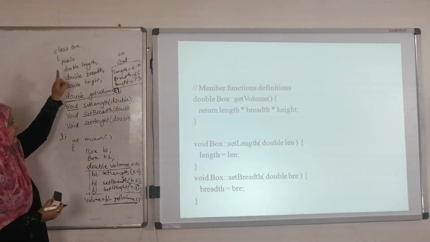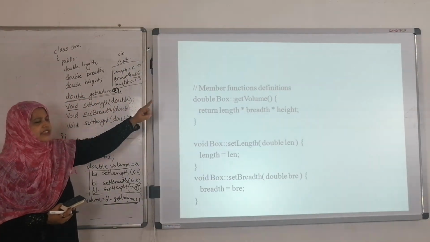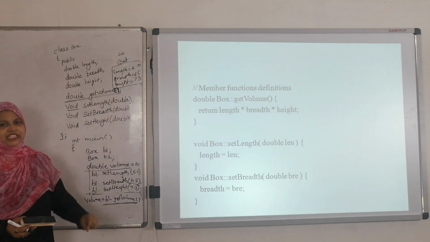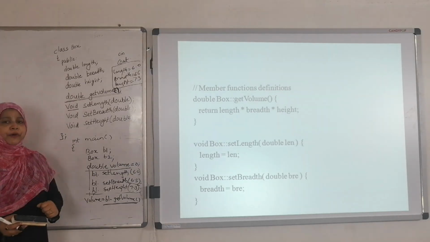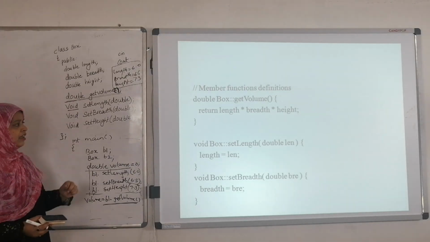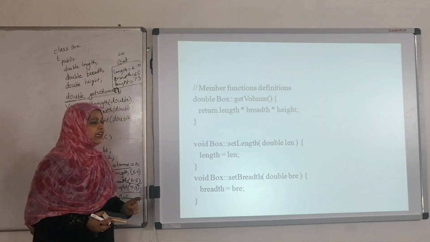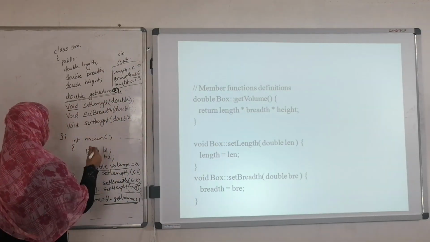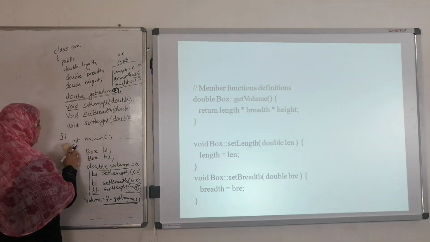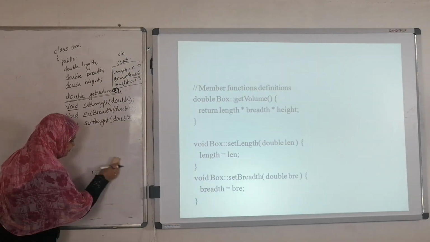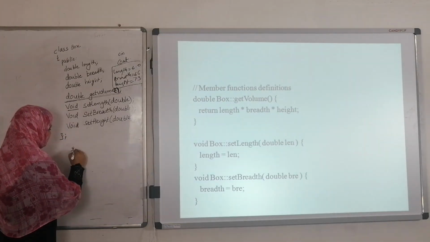Then what is the class name? Box, followed by the scope resolution operator, then the function name, which is get volume. What type of operation are we going to perform there? Return length into breadth into height. Here I am going to write return.